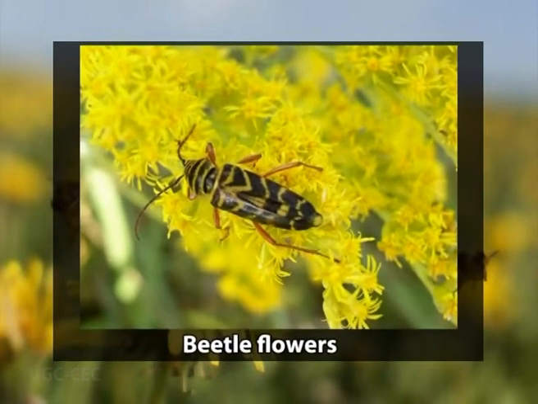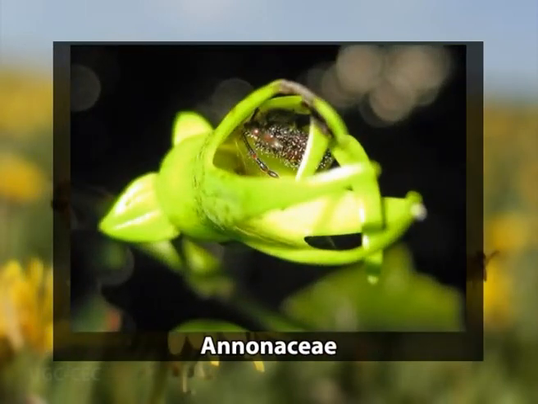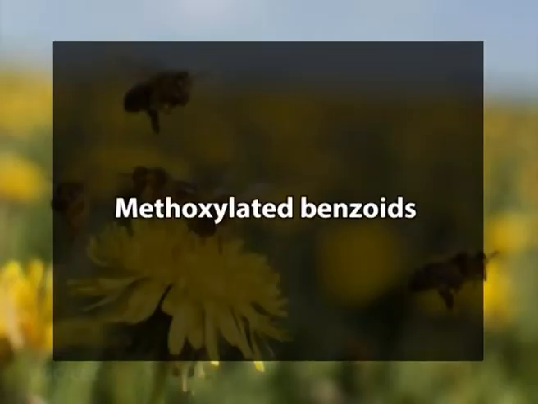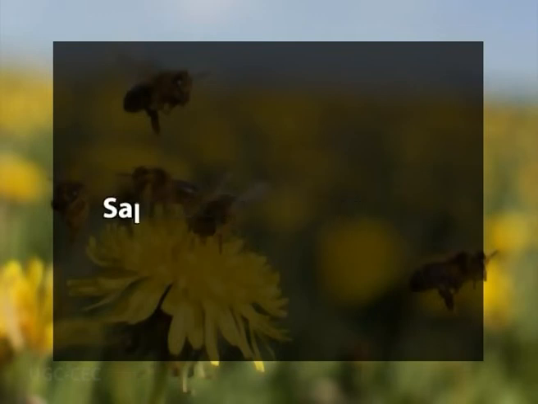Beetles visit flowers which have chamber morphology and are thermogenic, such as those of Annonaceae. Their commonly emitted volatiles include methoxylated benzoids.